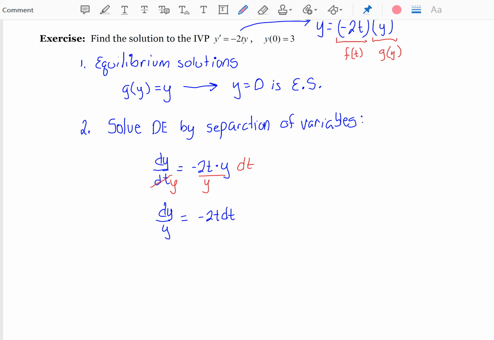Okay. We now choose to integrate each side with respect to the variable that's there. So we'll integrate the left side with respect to y, and we'll integrate the right side with respect to t.